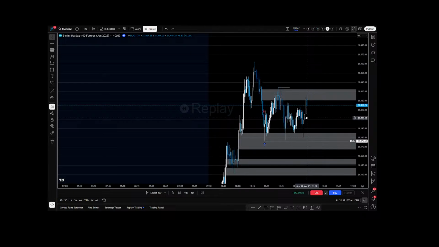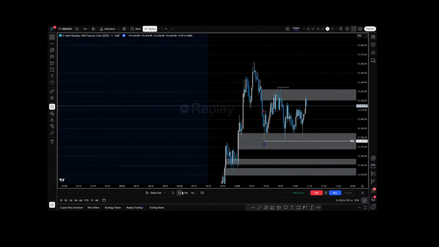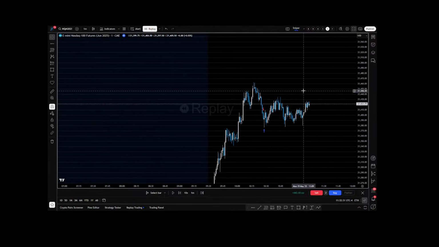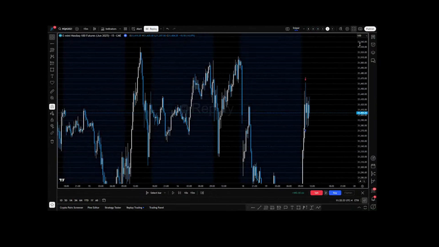As you can see, a ton of chop, still bouncing between these. And we'll just go to Tuesday now. So one trade in this example on Monday. So I'll clear these drawings. We'll go to Tuesday.